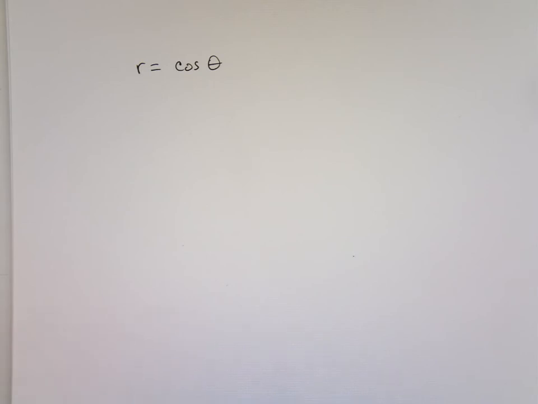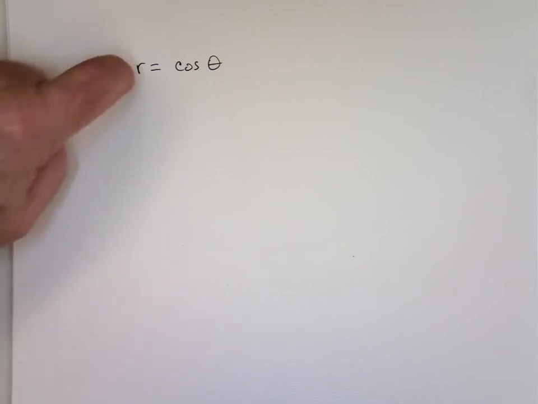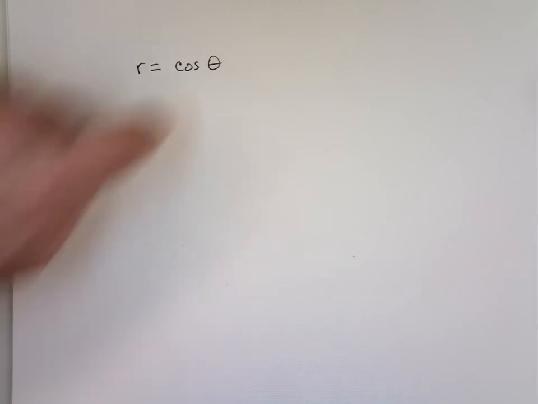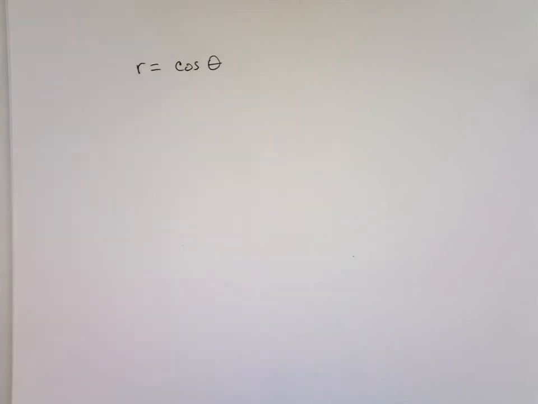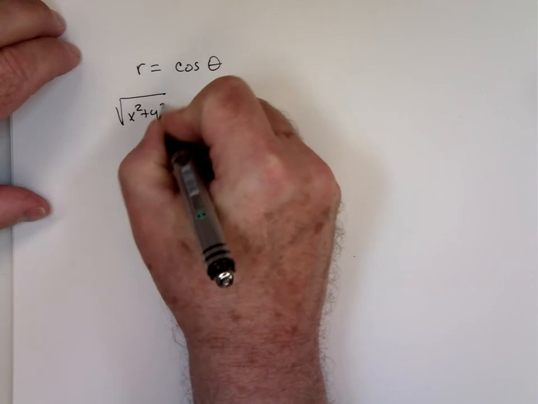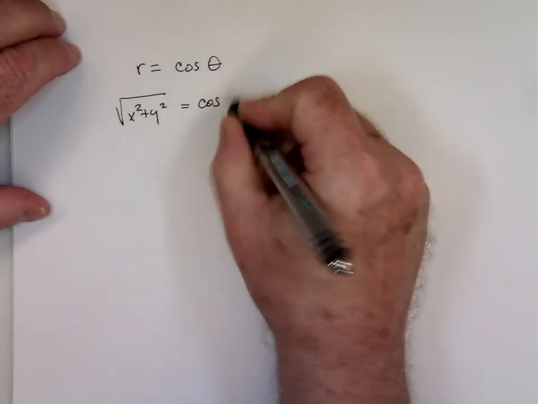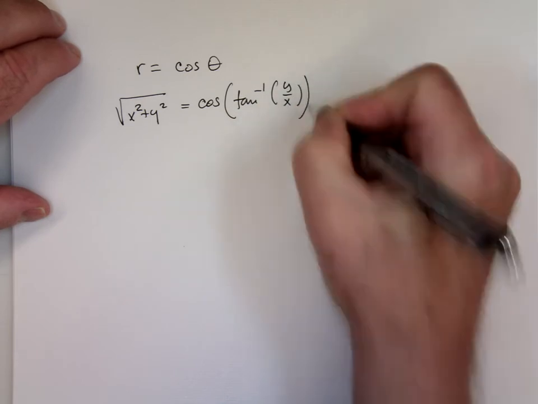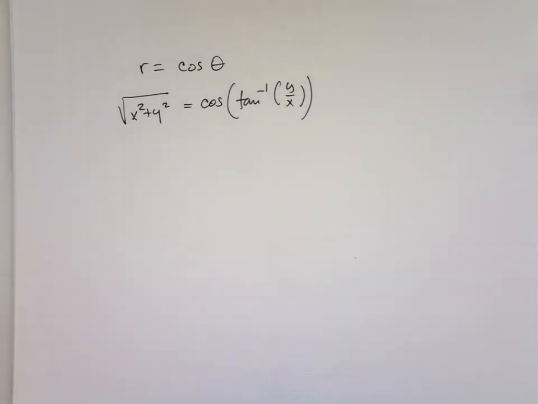Here's what you could do. Replace r with the square root of x squared plus y squared, and replace theta with the inverse tangent of y over x. That's r, and that's theta. You've eliminated the r's and the thetas, and now you're in terms of x's and y's in rectangular coordinates. You could do that, but that is really nasty.